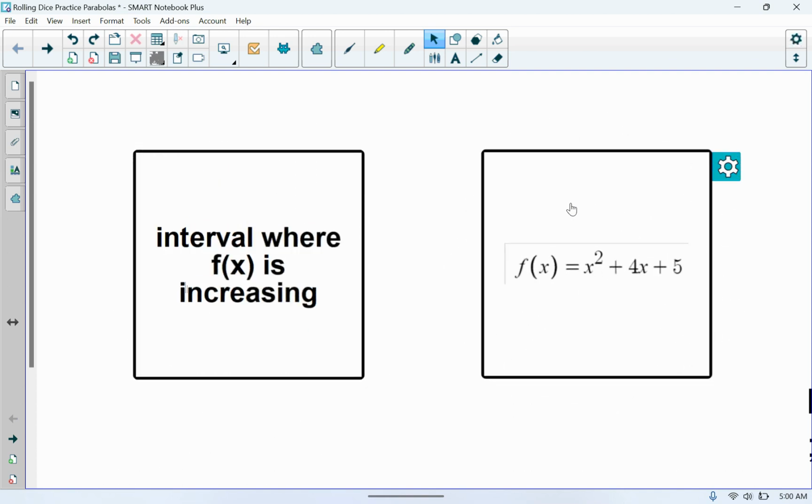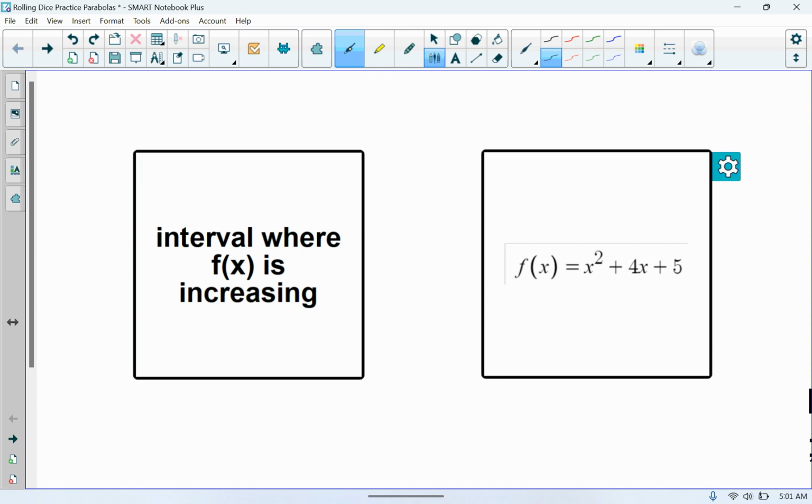All right, and this I think is going to be the last one in this video. So the interval where f of x is increasing. Again, we've done this in the first video. I do need to know two things. I need to know where my axis of symmetry is, because that is where the increasing to decreasing or decreasing to increasing change is going to happen. I also do need to know the direction my parabola is opening to help me.